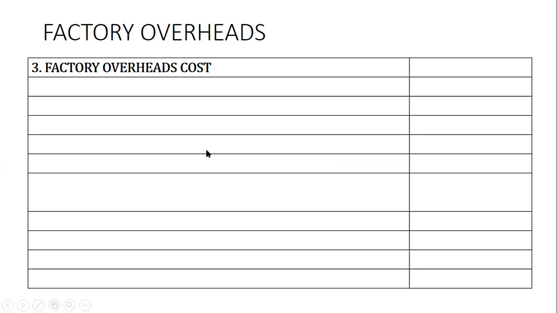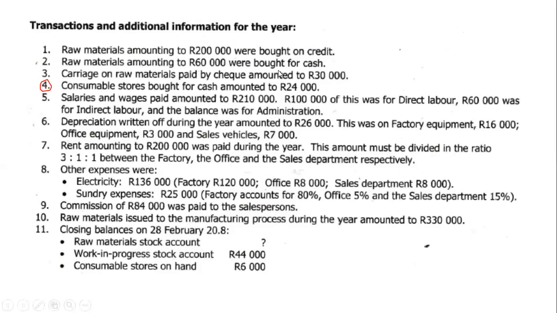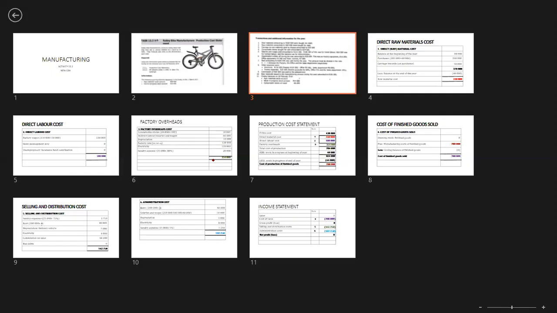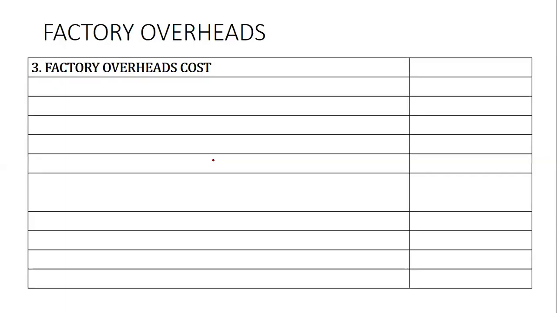I just need to check something first. Balance at the end of the year. Do I have balance at the end of the year for consumable stores? Yes, we do have that balance at the end. Won't we have to minus it from your consumable stores bought? Exactly, you have to minus it from your consumable stores. That's why for consumable stores, we'll have 24,000 minus 6,000, which will give us 18,000.